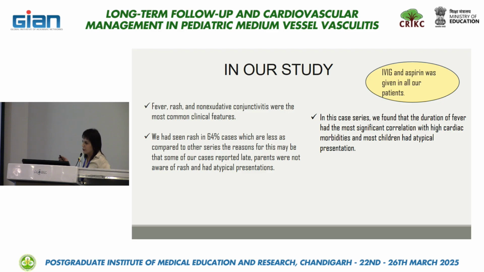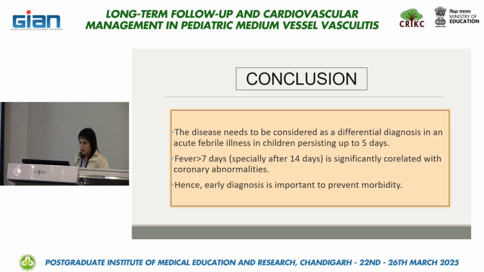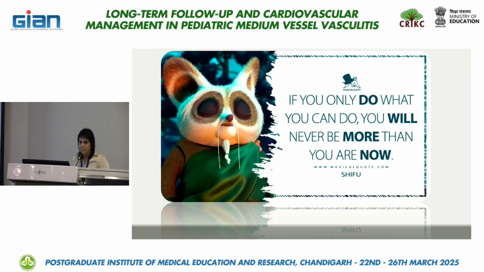In this case series, we found that duration of fever had the most significant correlation with the coronary abnormalities, and 30.3% had aneurysm on follow-up, but all aneurysms reduced in size, and there was no mortality found in our study. So our conclusion is that this disease needs to be considered as a differential diagnosis in an acute febrile illness in children persisting up to 5 days. Fever more than 7 days, especially after 14 days, is significantly correlated with coronary abnormalities, and hence early diagnosis is important to prevent morbidity as well as mortality.